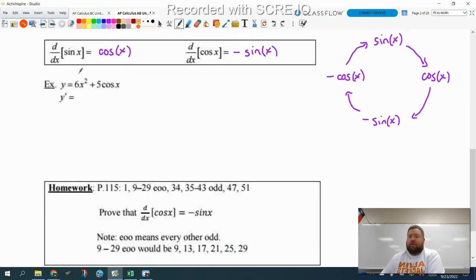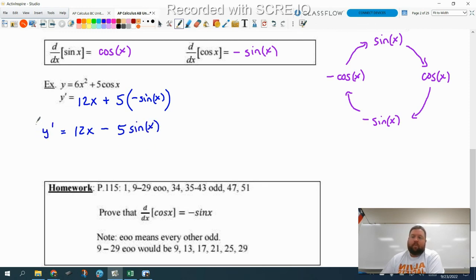All right, so let's do y equals 6x squared plus 5 cosine x. y prime would be 12x, just using our power rule there. And then for the derivative of cosine, remember the 5, you can pull the 5 out. Take your derivative. The derivative of cosine is negative sine. And then multiply your 5 back in. So 12x, then I probably write this as minus 5, 5 times negative 1, sine x. And that's it.